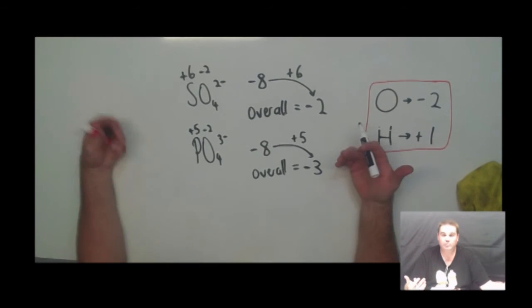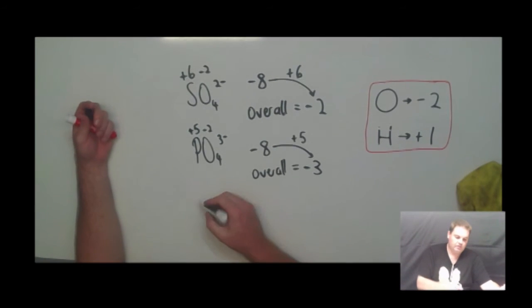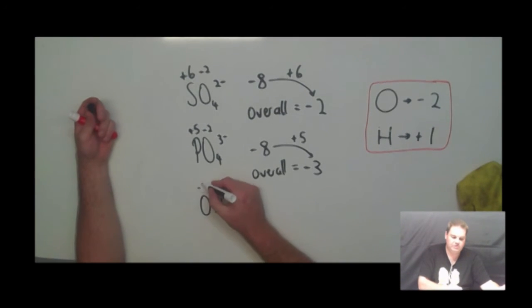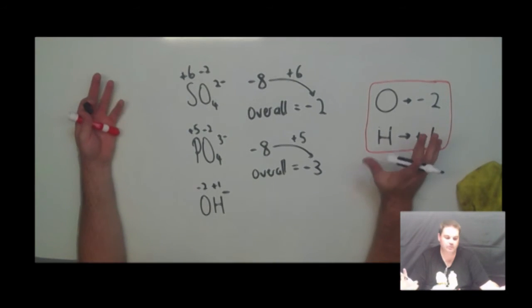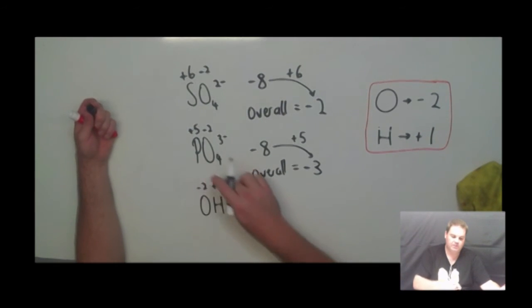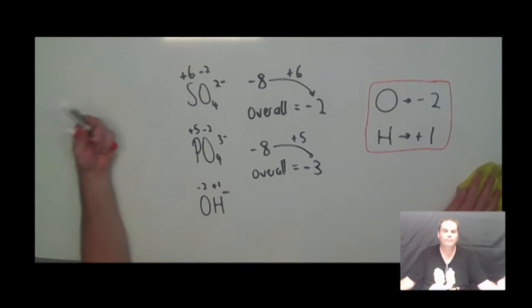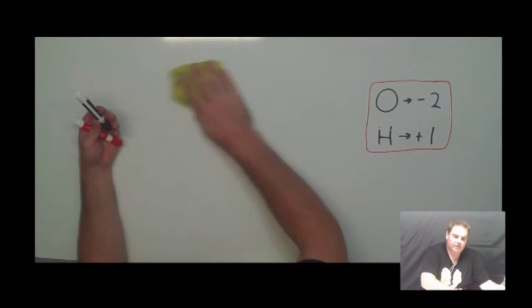You can do it with other charged species as well. So even if we have something like the hydroxide ion, OH with a 1 minus, we know oxygen is -2, hydrogen is +1, just following our rule because it's not hydrogen peroxide. -2 plus 1 gives us -1 overall, so it still follows that rule. If we have lots of atoms together, I'll show you that.